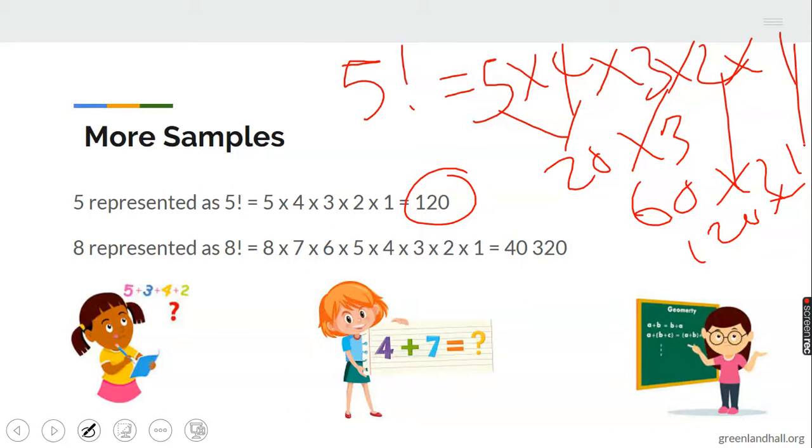Is it clear? So when we have a factorial attached to a number, it means the numbers that are below that number will get the product of all of it, starting from the number you are given as a factorial. See another example, factorial 8. We start from 8 down to 1, and you multiply, and you have that as your answer.